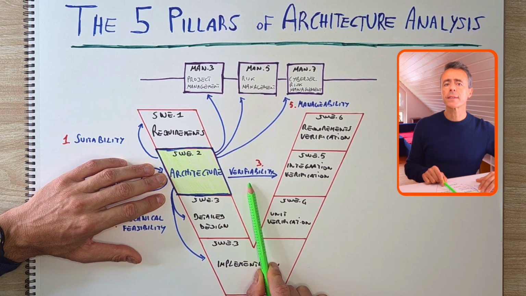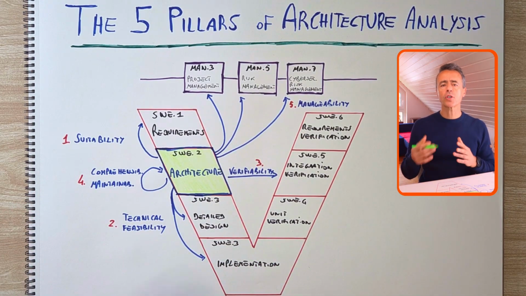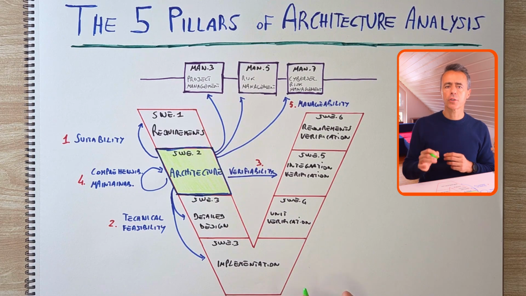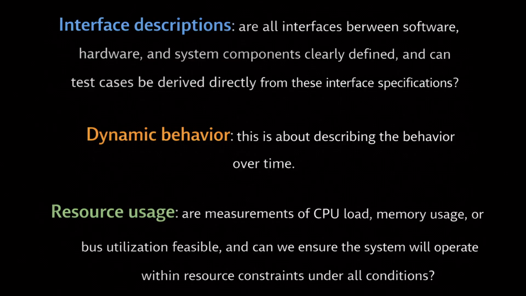Now we move to the right side of the V model, where we meet verifiability. At this stage, the key question is, can this architecture actually be verified? This involves several considerations. First, interface descriptions. Are all interfaces between the software components or between the hardware or system components clearly defined? And can test cases be derived directly from these interface specifications?